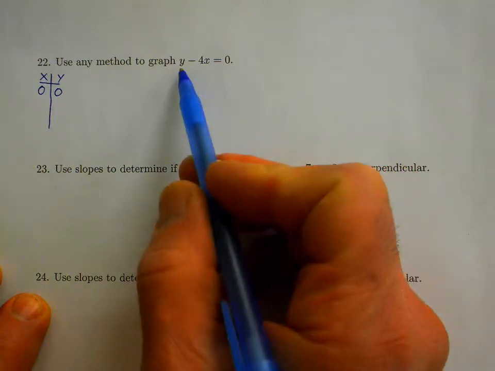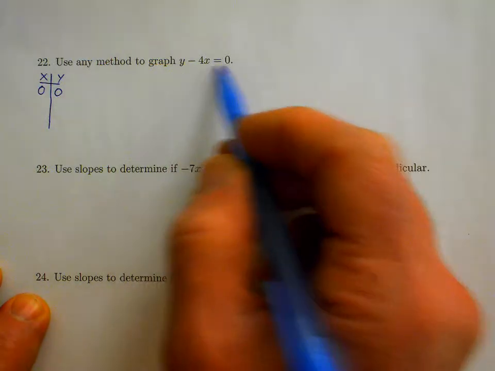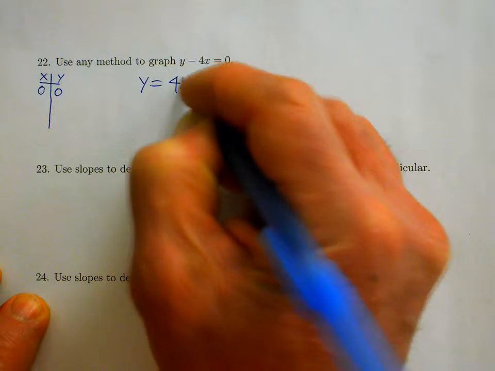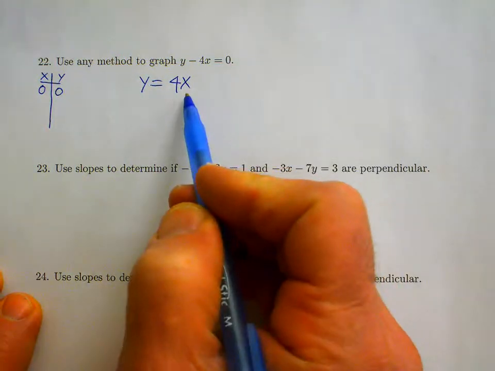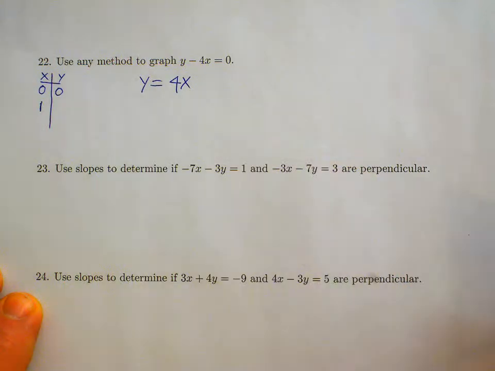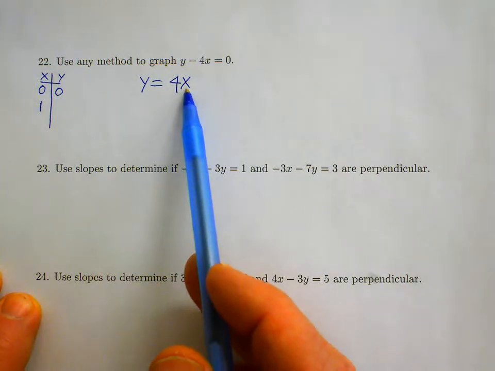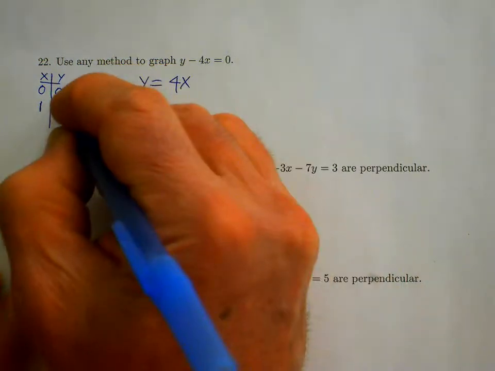If you want to solve for y, you can. If y minus 4x is 0, then you can think of this as y equals 4 times x. So if I pick x to be 1, picking an x value to be 1 is usually a nice number to pick. And the y-coordinate is 4 times 1, or 4.